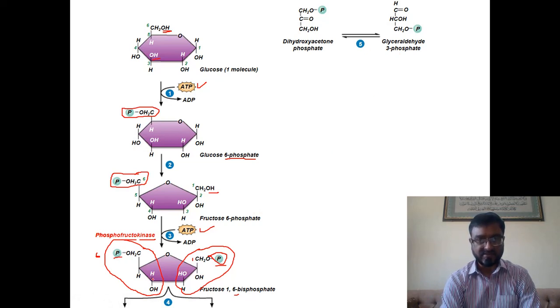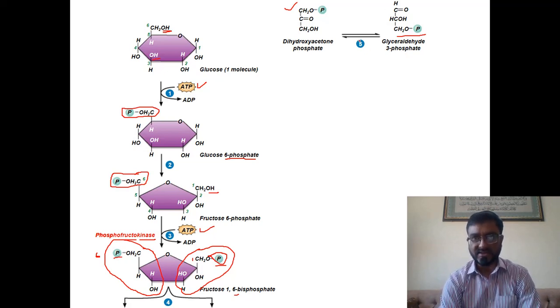You can see HOH, CH, and this will be the last 6 here. So this phosphorus is the first. You can see this phosphorus is the first. So this part will be the dihydroxyacetone phosphate, and this part will be the glyceraldehyde 3-phosphate.